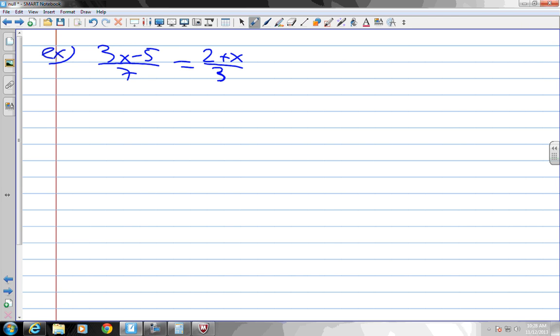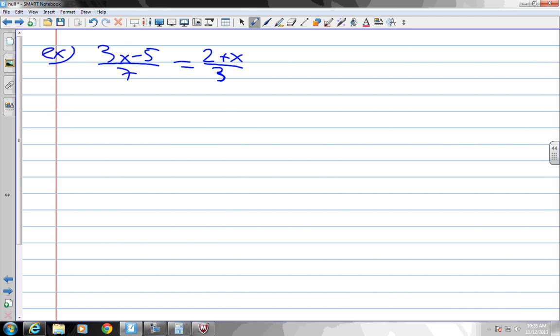By what? Yeah, but that's illegal. I cannot multiply one side by a number and the other side by a different number. So by 21. Okay, I like that. 21 is the least common denominator, so multiply both sides by 21. Because you cannot multiply one side by 7 and the other side by 3. Don't write this down yet.